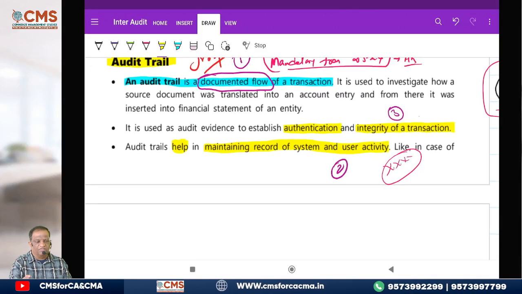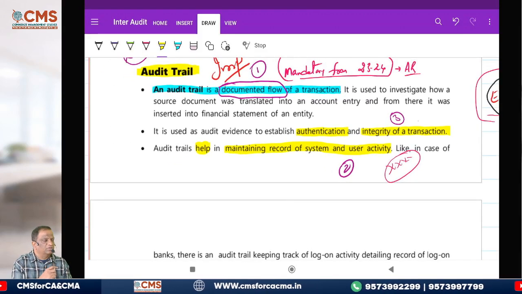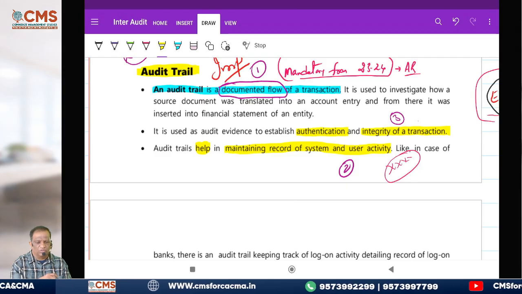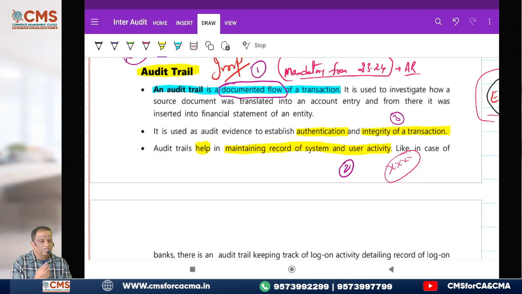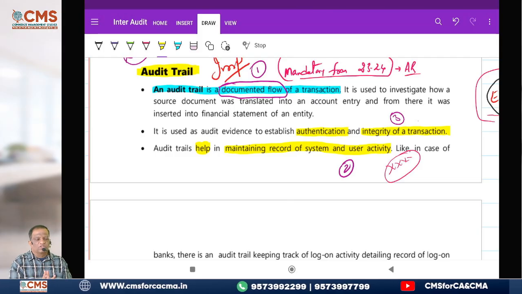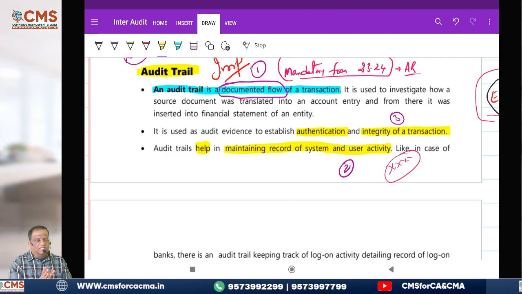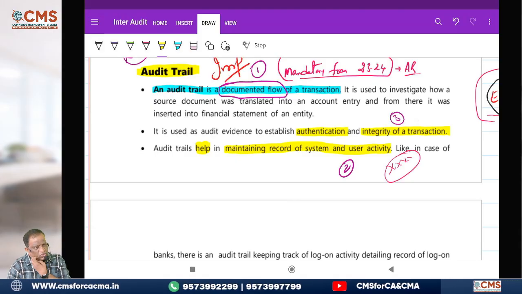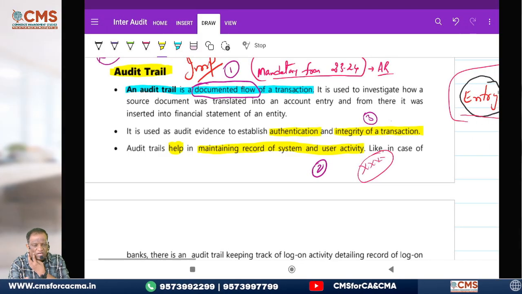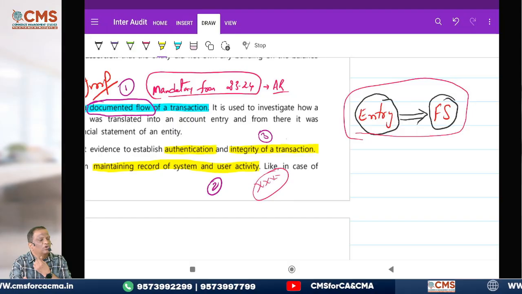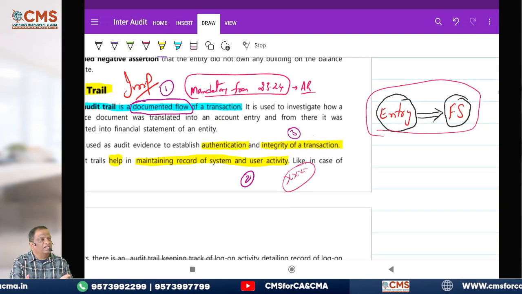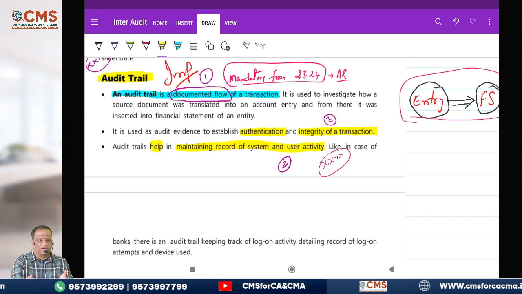I will just give a brief of it. One mandatory question he is asking, because there is a new requirement and it has come into effect only from 2014. So he is asking questions. What is audit trail? Audit trail is a documented flow of a transaction, from the source till the end, like from entry to the financials, how the document has moved. So from entry level to the financial statement level. So that is an audit trail.